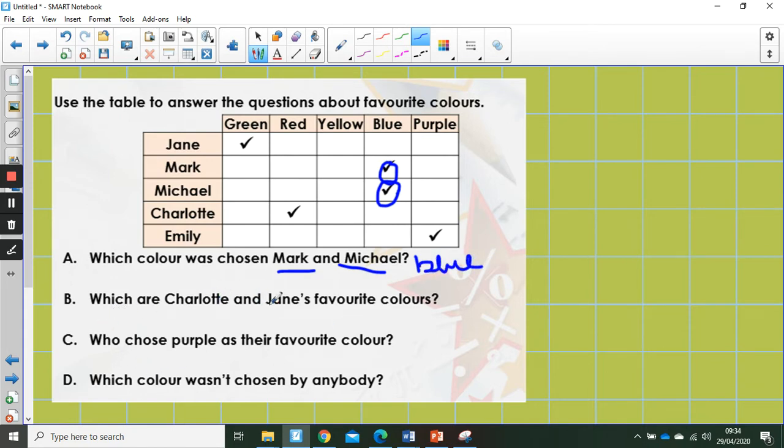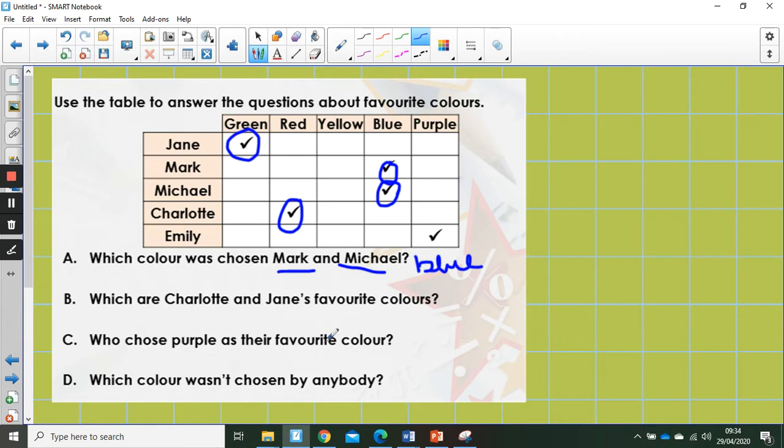Which are Charlotte and Jane's favourite colours? Charlotte prefers red, Jane prefers green. Your answer here would be red and green.